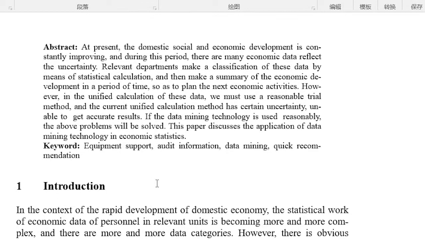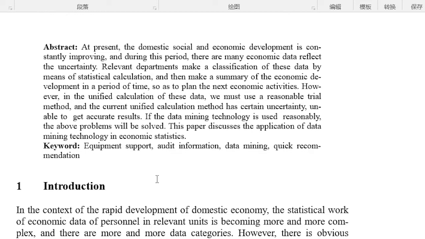At present, the domestic social and economic development is constantly improving, and during this period, there are many economic data that reflect the uncertainty. Relevant departments classify these data by means of statistical calculation, and then summarize the economic development in a period of time, so as to plan the next economic activities.